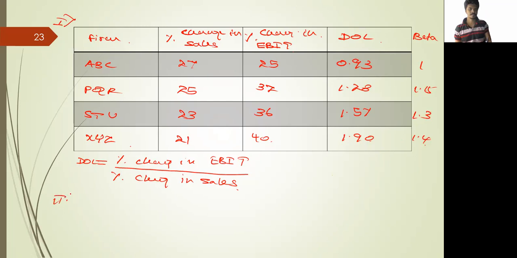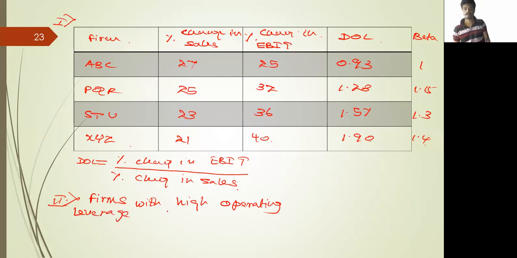So we can write the answer for point 2. Firms with high operating leverage also have high beta values. Okay, this is the past paper question of 2018. It covers 6 marks: 4 marks for this table and 2 marks for this.